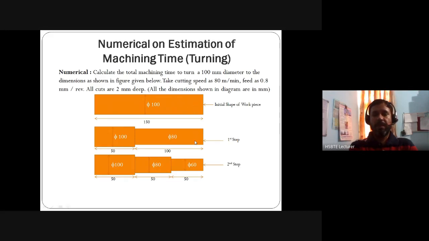We will complete this in two steps. In the first step, we will reduce the diameter from 100 to 80 millimeter for a length of 100. In the second step, we will reduce the diameter from 80 to 60 millimeter for a length of 50 millimeter. The given data is the cutting speed is 80 meter per minute, feed is 0.8 millimeter per revolution, and all the cuts are 2 millimeter deep. It means depth of cut is 2 millimeter, so in one cut we will remove 4 millimeter of material.